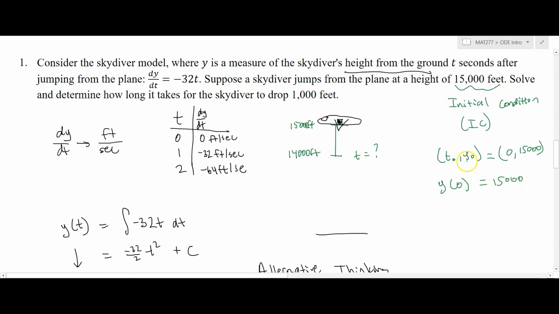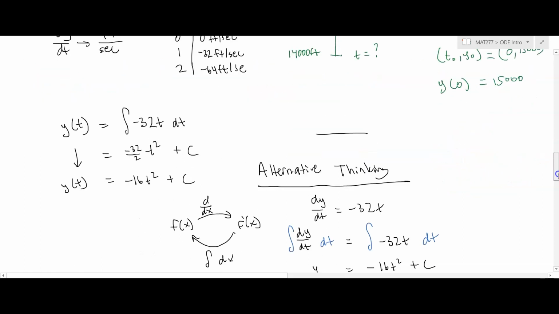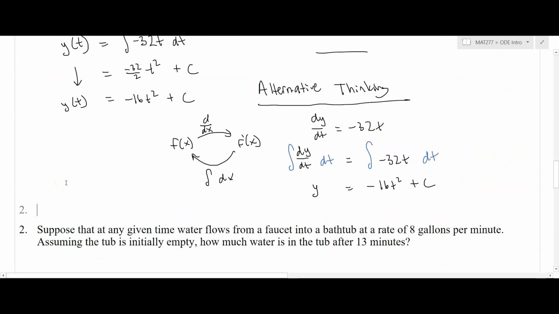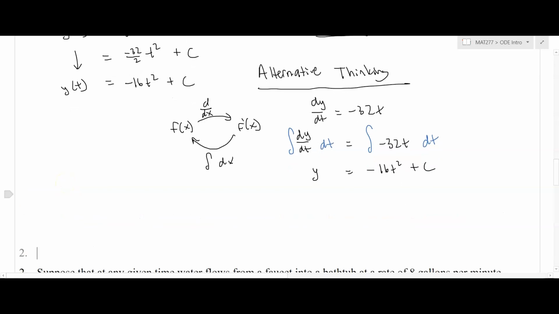So you could write it as an ordered pair, or you could express it as a function. All right, so we're almost there. Let's go ahead and find that value of c. To find c, we have to solve for c by using our initial condition.